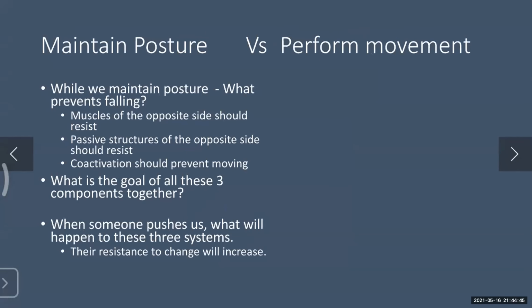The first one is muscles of the opposite side should resist, number one, from the direction in which I'm being pushed. Second one is there might be passive structures. For example, if you're standing and being pushed forward, structures like tendon and other things also get stretched when you're being pushed, so that also contributes to a bit of resistance. And the joint stability, right? What we mean by joint stability is the muscles around the joint should all be co-activated. So each one should do this: muscle should resist, passive structures of the opposite side should resist, co-activation should prevent moving, right?